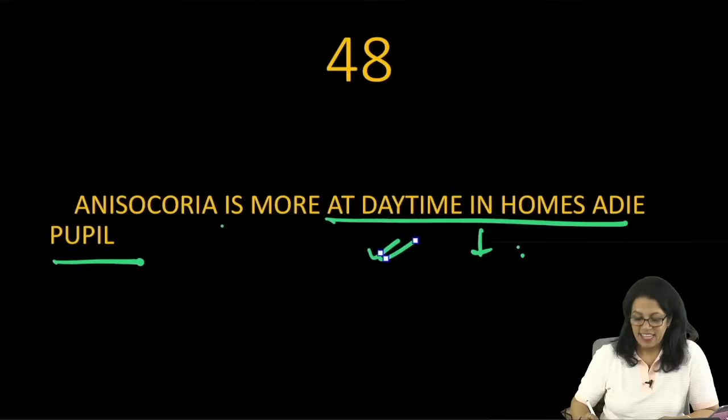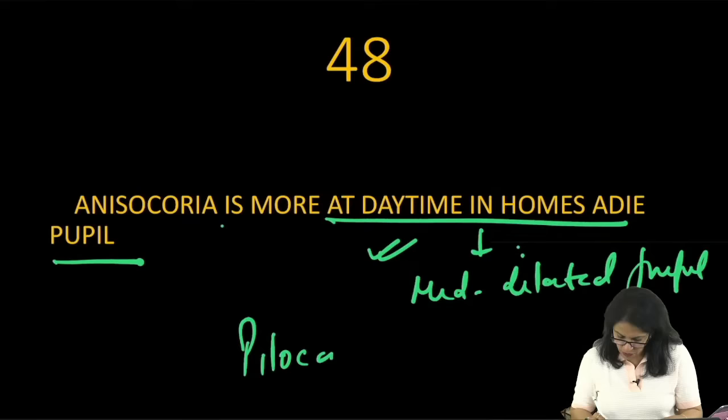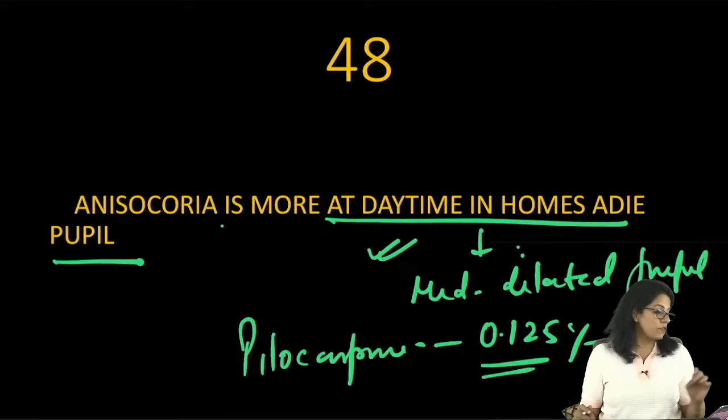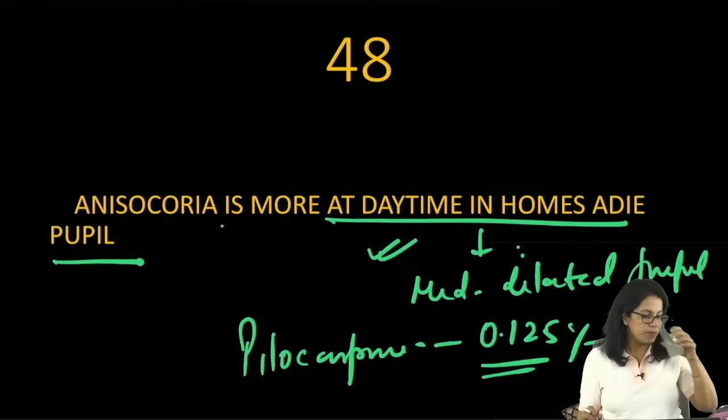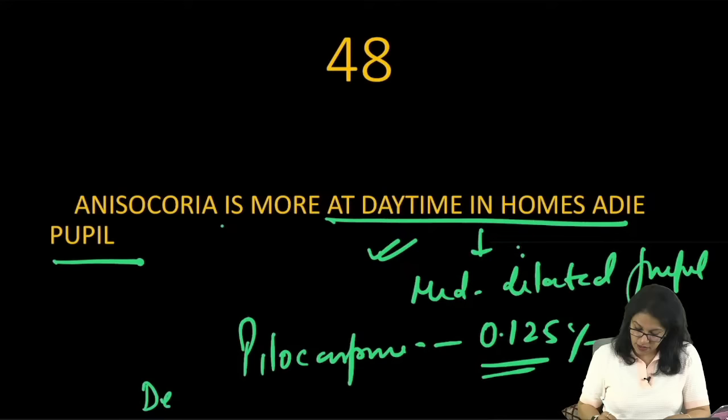Another question: how will you confirm it is Holmes-Adie? We go for pilocarpine eye drops, in a very low percentage. Even with such a low percentage of pilocarpine, the pupil is going to constrict. What does it mean? It is Holmes-Adie, because this is happening due to denervation hypersensitivity.